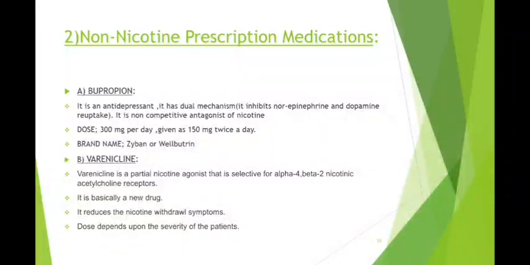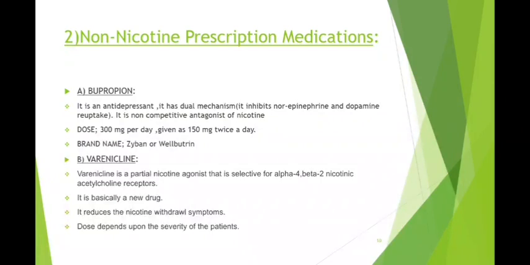What are the non-nicotine prescription medications? They basically include two main medications: bupropion and varenicline. Bupropion is an antidepressant with a dual mechanism. It inhibits norepinephrine and dopamine reuptake. It is a non-competitive antagonist of nicotine, and the dose is around 300 milligrams per day, given as 150 milligrams twice a day. The brand names commonly observed are Zyban or Wellbutrin.